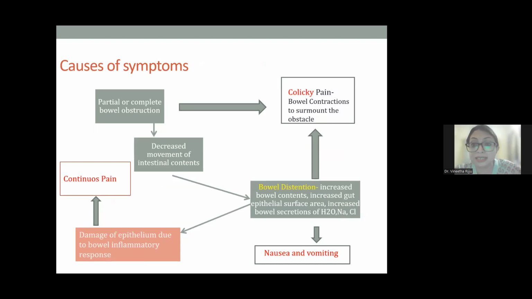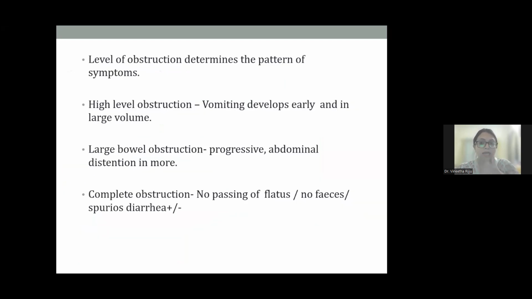Now, what causes the symptoms in intestinal obstruction? When there is a partial or complete obstruction, there is colicky pain and decreased intestinal movements, and all this leads to bowel distension, because there is an increased collection of bowel contents, and the distension itself increases the gut epithelial surface. This leads to a lot of inflammatory response, with factors released which further aggravate the pain. Bowel distension with accumulation of gut secretions leads on to nausea and vomiting. So this is why a patient with intestinal obstruction may present with severe colicky pain, nausea and vomiting, and we have to find out where the obstruction is and how to reverse it if possible.